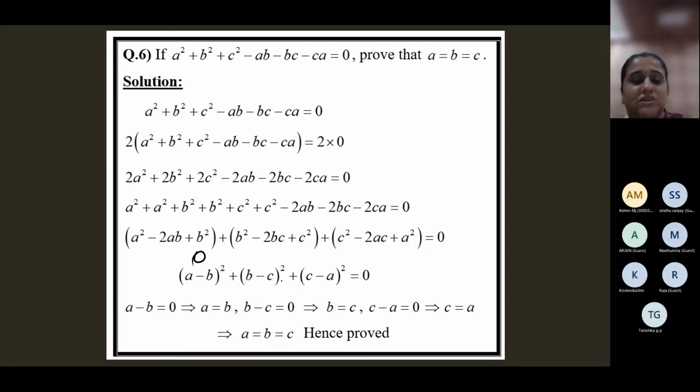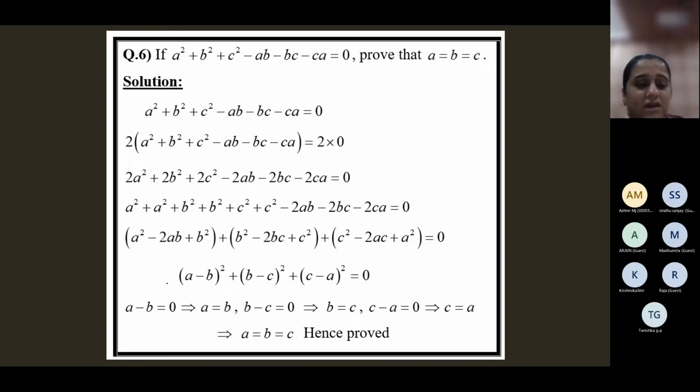Now, B minus C, we'll just assume it is minus 4. When you square it, you will get 16. And supposing c minus a is 0, 0 square is 0. Now when you add 0 plus 16 plus 0, you will get 16, you will not get 0.